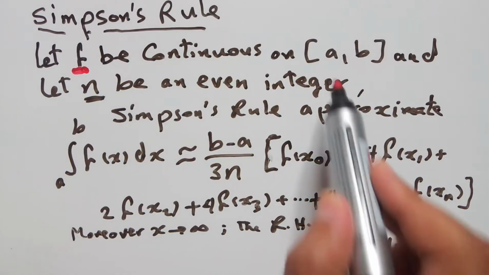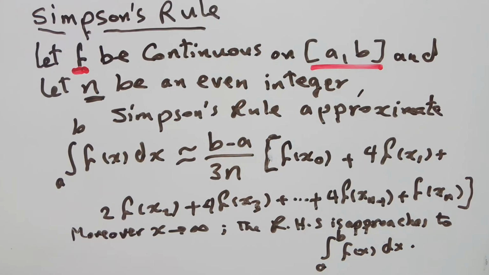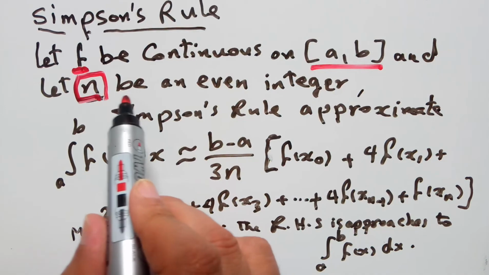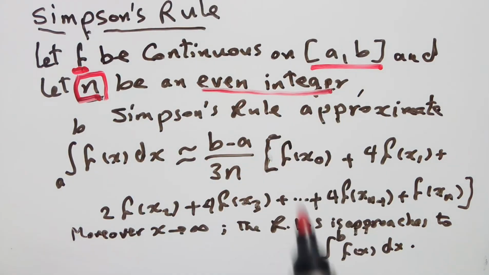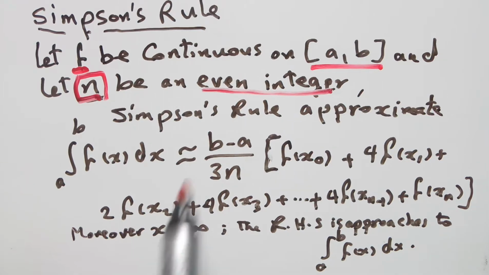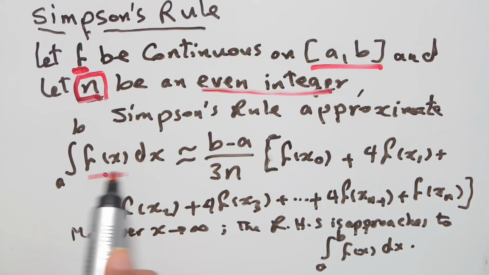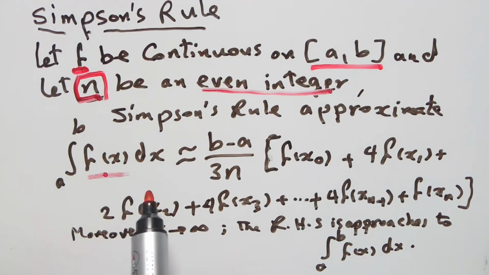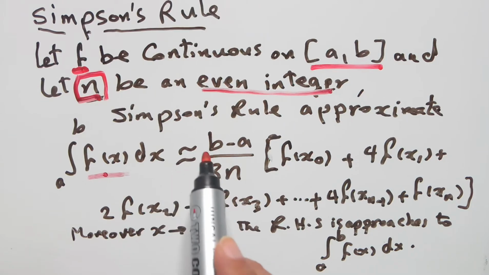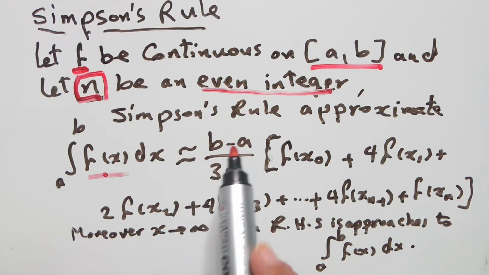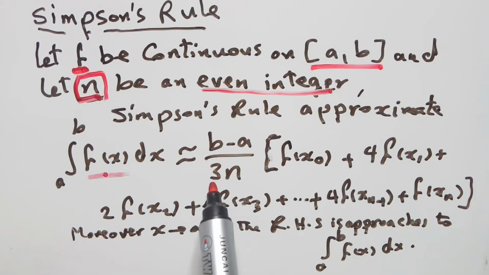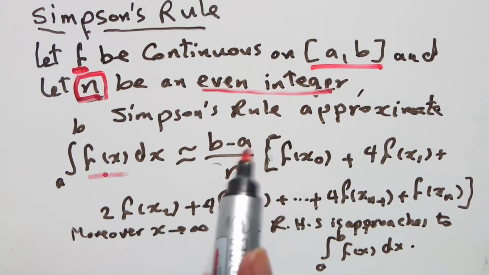that is continuous in the closed interval a and b, the number of rectangles, or the number of equal parts for this interval, must be an even integer like 2, 4, 6, 8, 10, 12, and so on. Simpson's rule approximates the area for the function f of x with respect to x from a to b. It is approximately equal to b minus a, divided by 2n for the trapezoidal rule, but here divided by 3n.